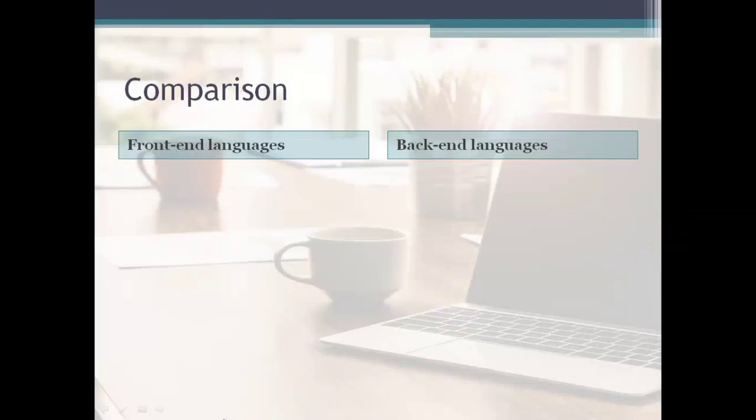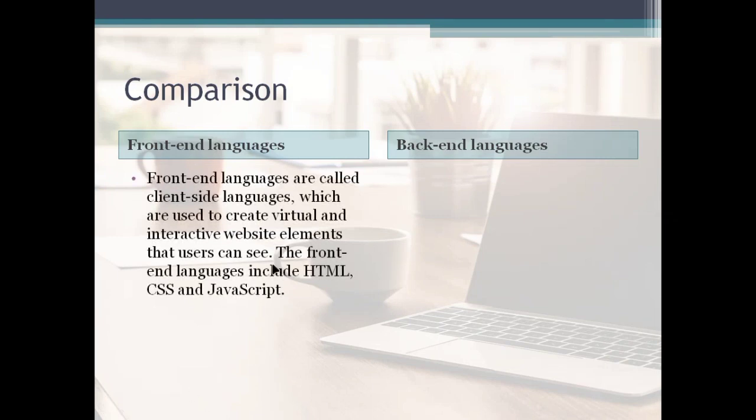Okay. So let's move on. Front-end languages are called client-side languages, which are used to create visual and interactive website elements that the user can see. So it is used for attractive purposes. The front-end languages include HTML, CSS, and JavaScript. So here you can see this.